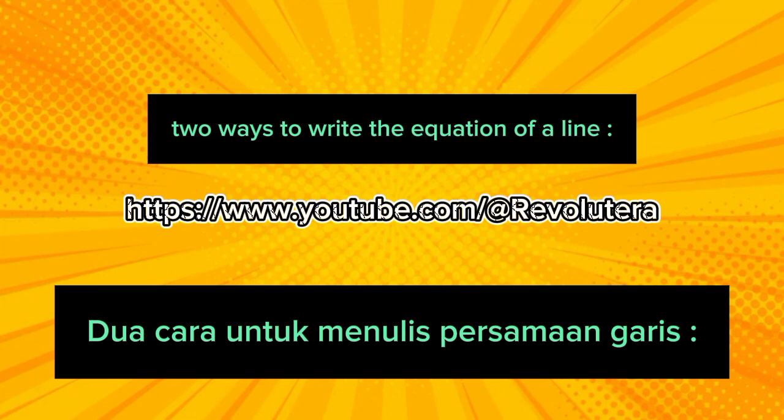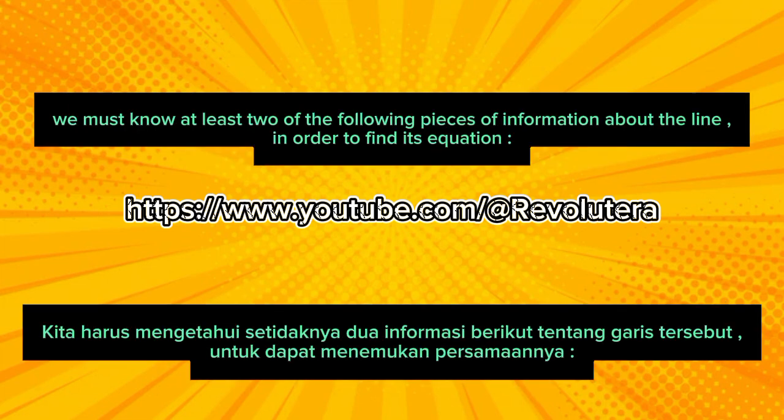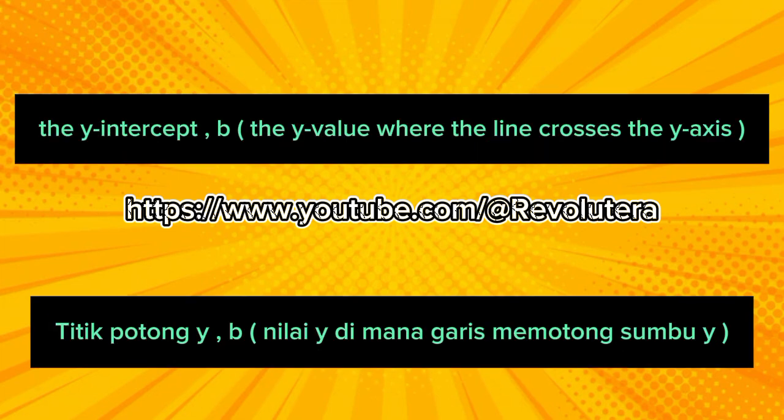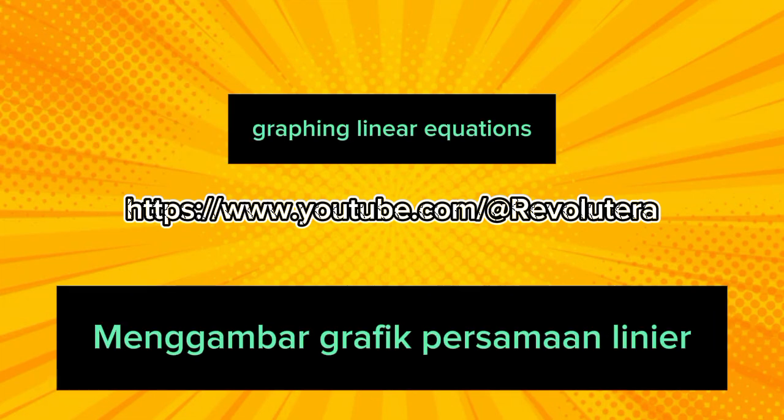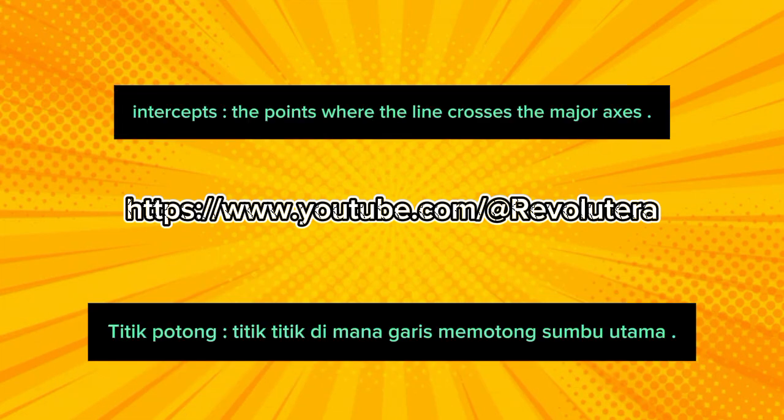Two ways to write the equation of a line. Information needed to find the equation of a line. We must know at least two of the following pieces of information about the line in order to find its equation. The y-intercept, b. The y value where the line crosses the y-axis. Graphing linear equations. The equation of a line. Intercepts. The points where the line crosses the major axis.